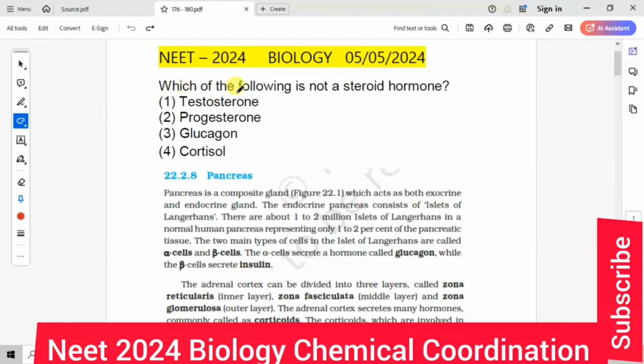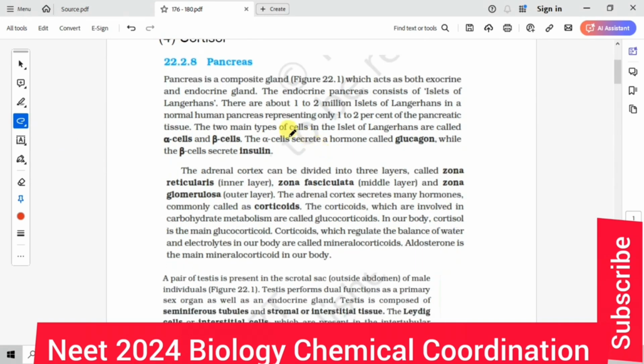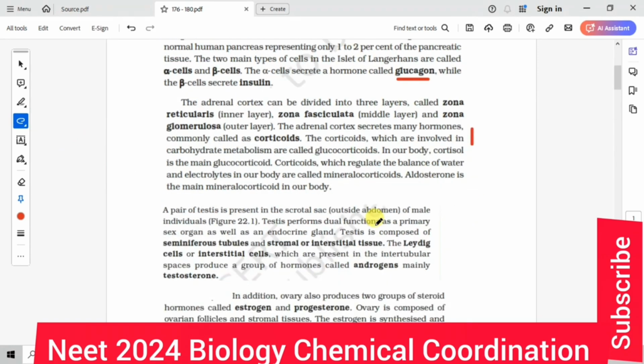Which of the following is not a steroid hormone? And the answer is option 3, glucagon. Glucagon is not a steroid hormone. You can see the NCERT statements regarding the topic of pancreas, glucagon, insulin, etc., and this is from the chapter known as chemical coordination.